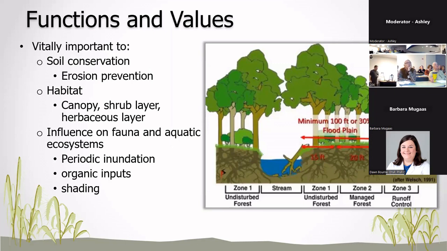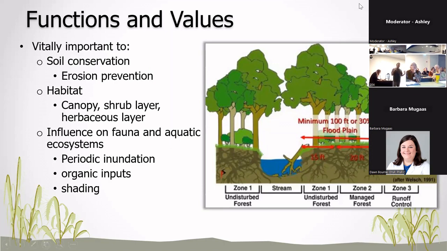And a lot of it boils down to function. So the main thing is soil conservation, because what that riparian buffer does is it prevents erosion. The biggest challenge to water quality that we have almost everywhere is erosion: soil moving off our land and into our streams. And there's a reason that's very, very problematic.